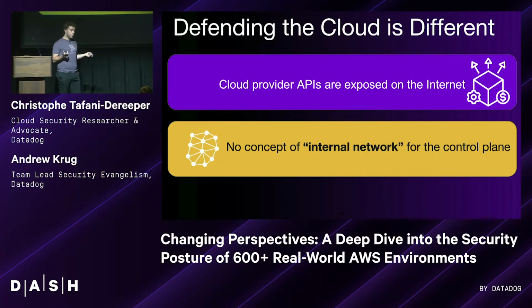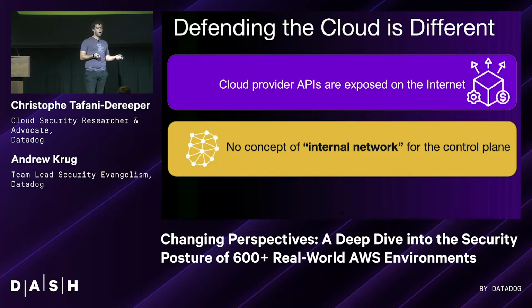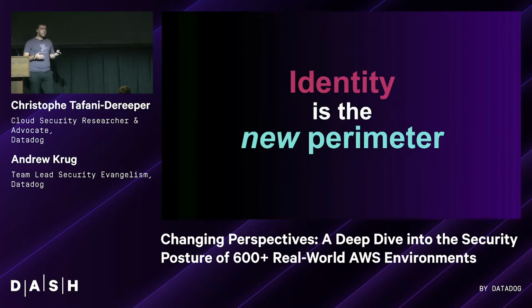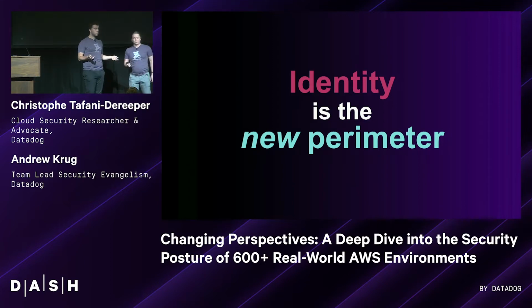For the cloud, it's different because the APIs are by design exposed to the internet. And if you have the right set of credentials, you're going to be able to do anything you want. And this is why we hear a lot the fact that identity is the new perimeter, because there is no other perimeter than the credentials that you have, basically.